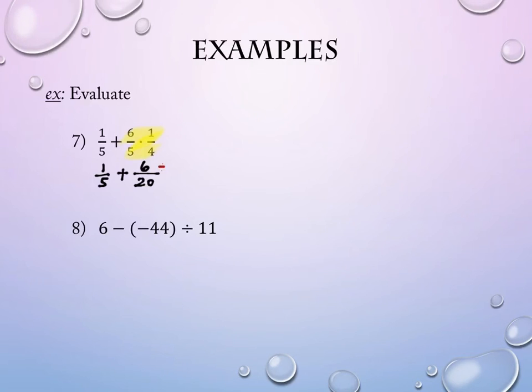6/20 would reduce because they both divide by what? 2. 3/5. So I have my 1/5 plus what? 3/10. Now we've done an example with fractions with different denominators already today from your homework. In order to add fractions, I need to have common denominators. What would I or could I do to get common denominators here?